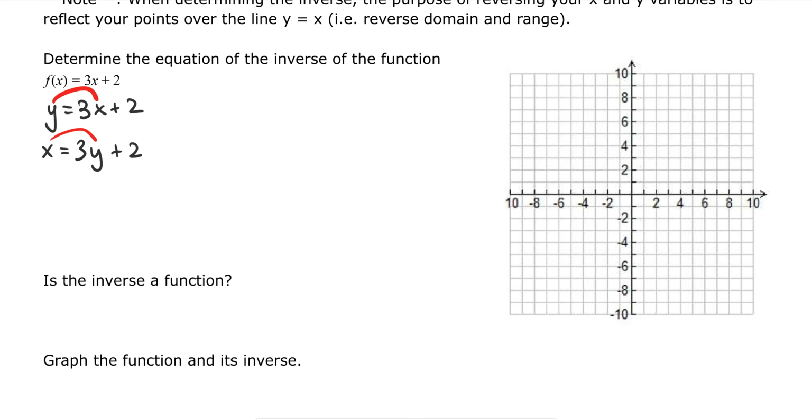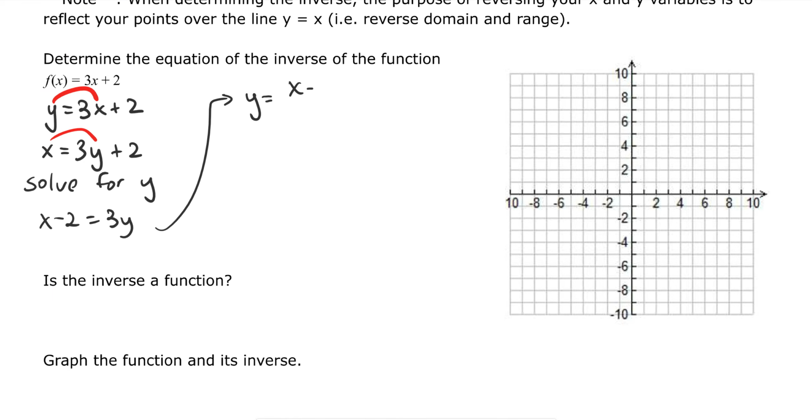And now you just have to solve for y, isolate y, okay? So if I subtract 2 from both sides, I'll have x minus 2 equals 3y. And then if I divide both sides by 3, I'll get y equals (x minus 2) over 3. And so that's your inverse function. Then you just rewrite it in function notation. So you write f inverse of x equals (x minus 2) over 3. And that's your inverse function.